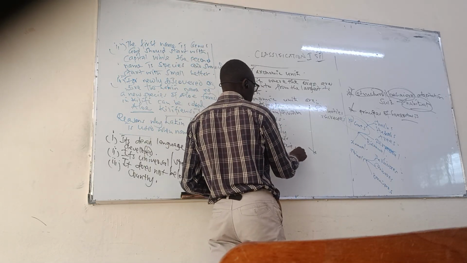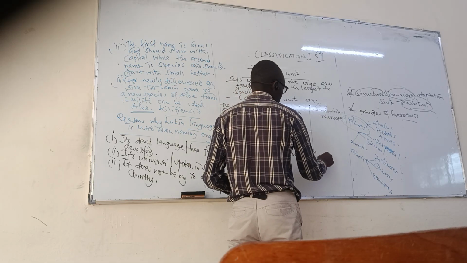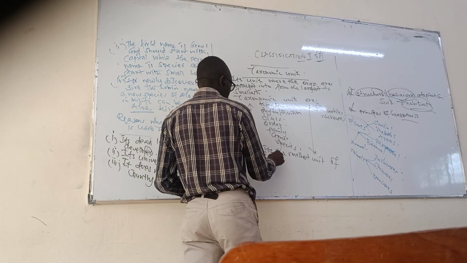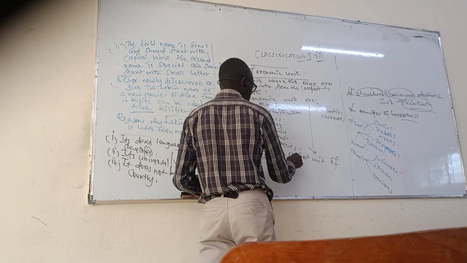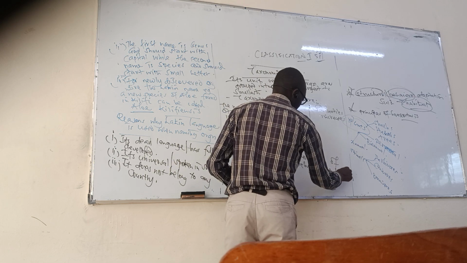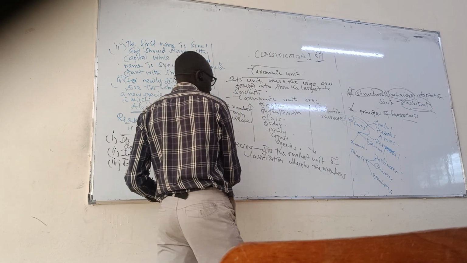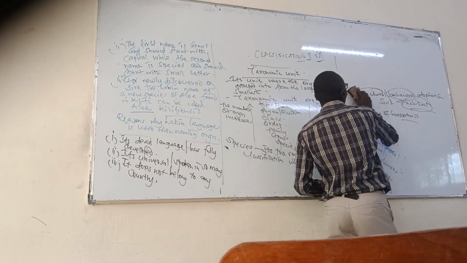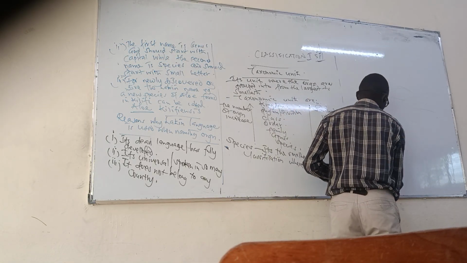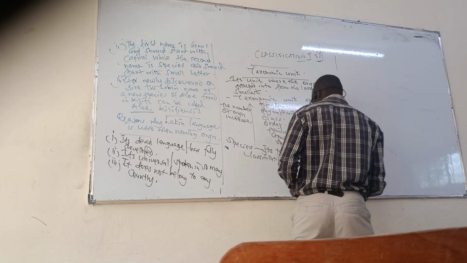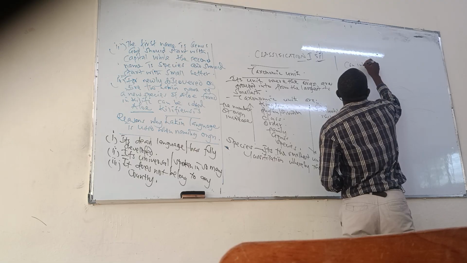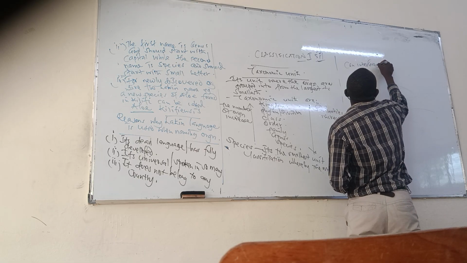It's the smallest unit of classification whereby the members can interbreed naturally.